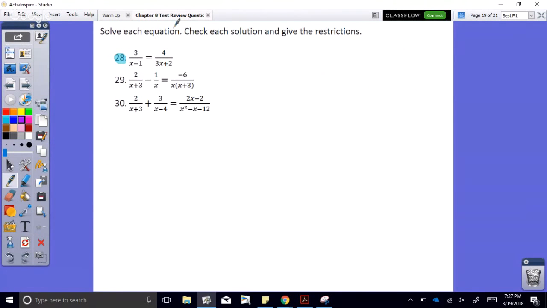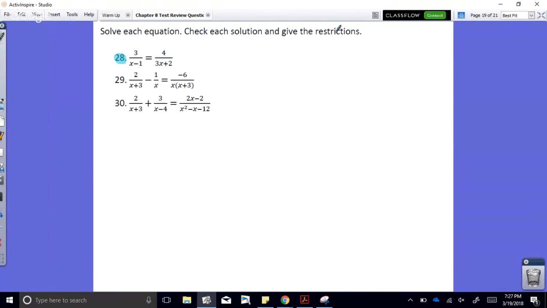All right, so now we're going to get to the solve. I check each solution, give the restrictions. The restrictions, as long as you do your algebra correctly, should take care of the check, as long as you don't make any mistakes. Okay, so for this first one, I'm going to start with restrictions. You should factor if you need to, but since it's already in factored form, we're okay. Again, denominator, I have an x minus 1. That tells me that x cannot be 1. And I have a 3x plus 2. So the plus 2 says cannot be negative 2, but since there's a 3 in front, we're just going to divide by 3.